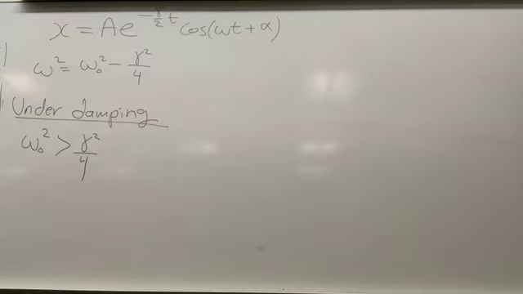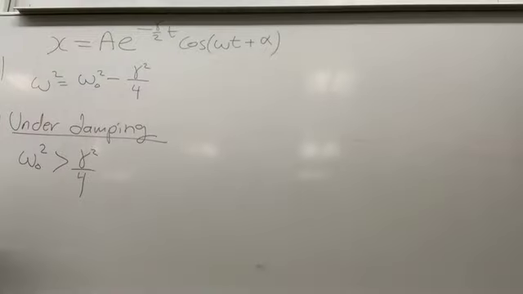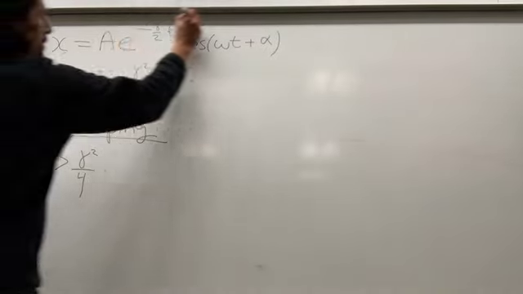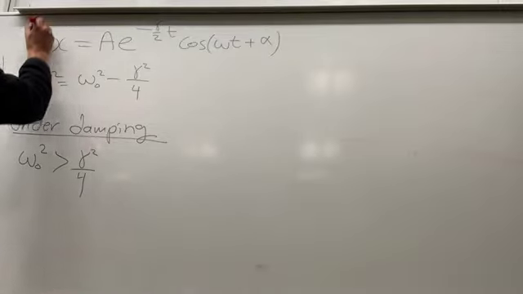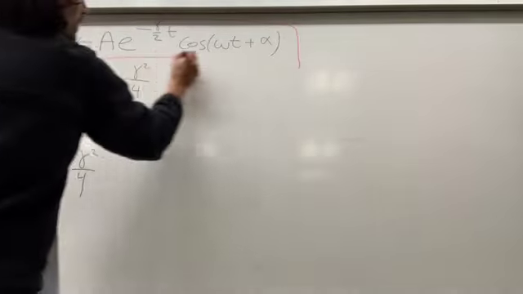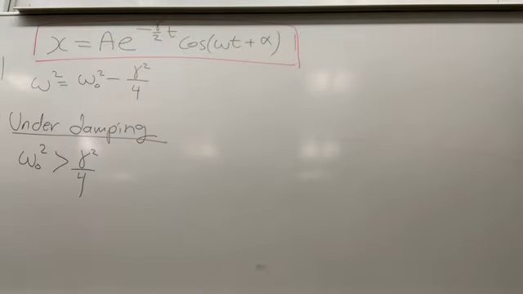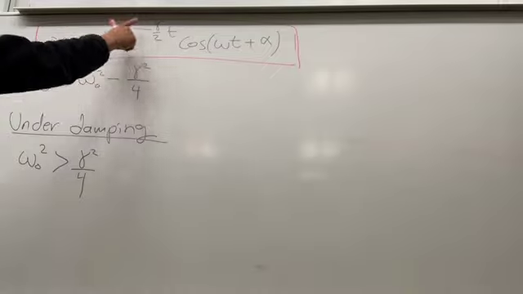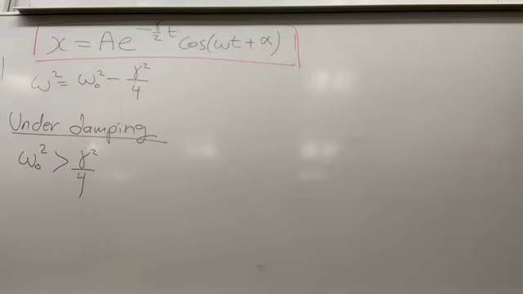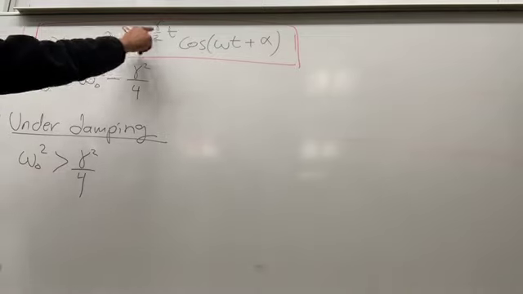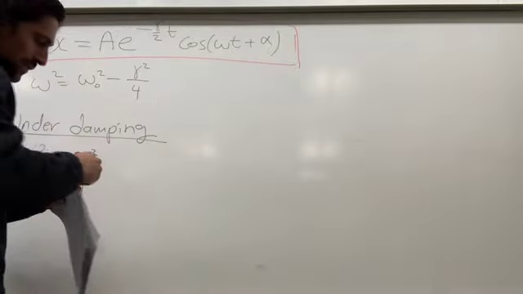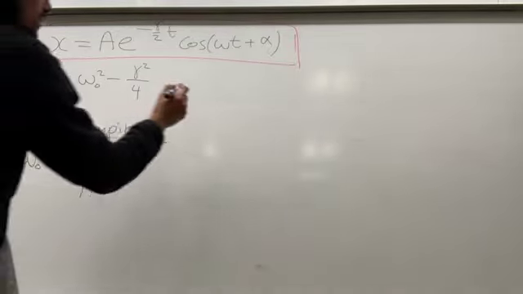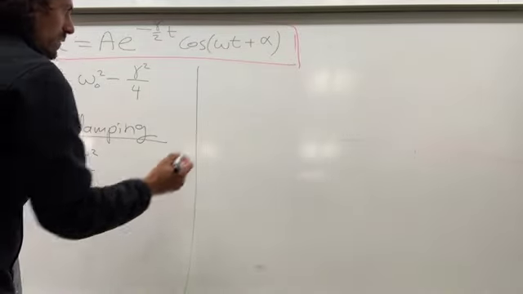And what we see in this equation, in this case, this term would be the decaying term. It decays exponentially depending on gamma. If gamma is large, then the decay is large. If gamma is small, then it would take a longer time to decay.